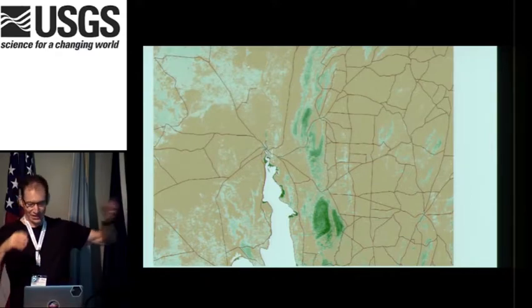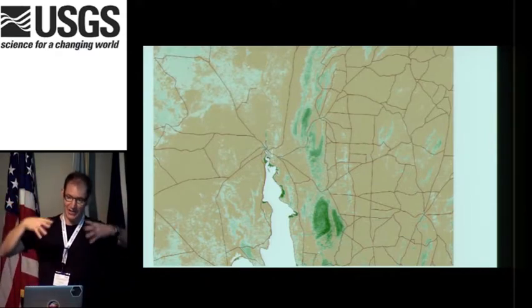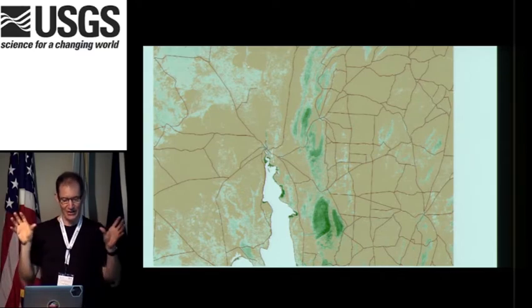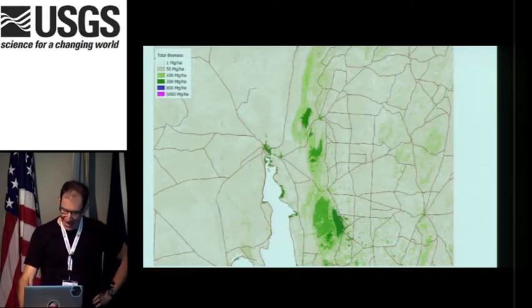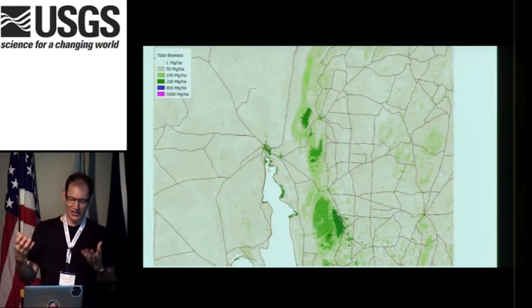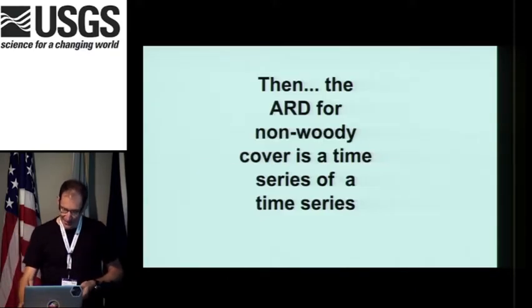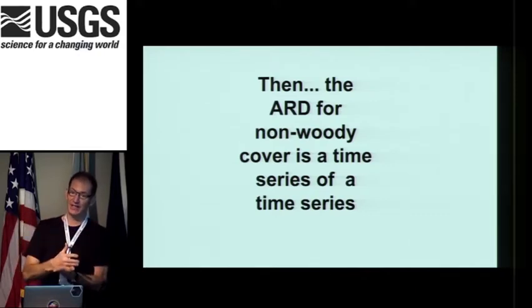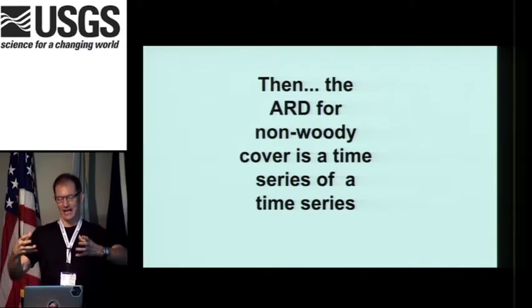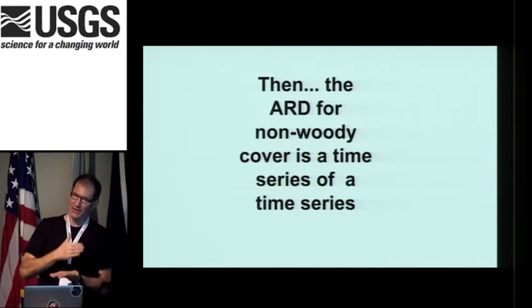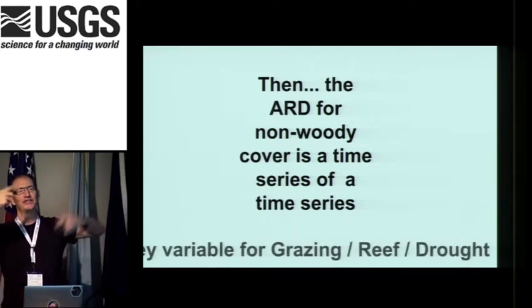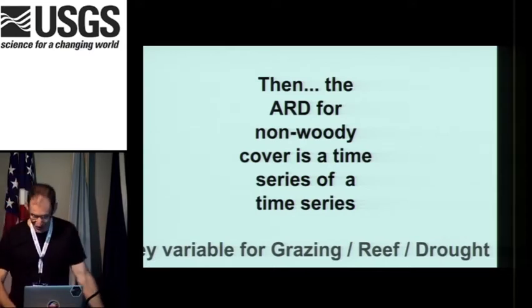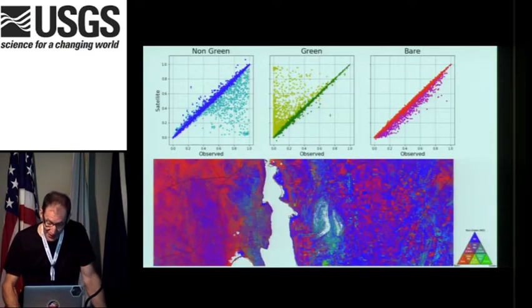So here you can see that forested area in the middle is now well represented as trees, and everything else is sort of grasslands around the outside. We can apply a function to that and get biomass. I won't go into that. But we want for our grazing products non-woody cover as well. So we've got the trees, we want the grasslands as well, and the grass is generally underneath the trees. And so to get rid of that, we've got a time series of a time series. The processing starts becoming interesting, I guess, but it's a really important variable for grazing and reef.